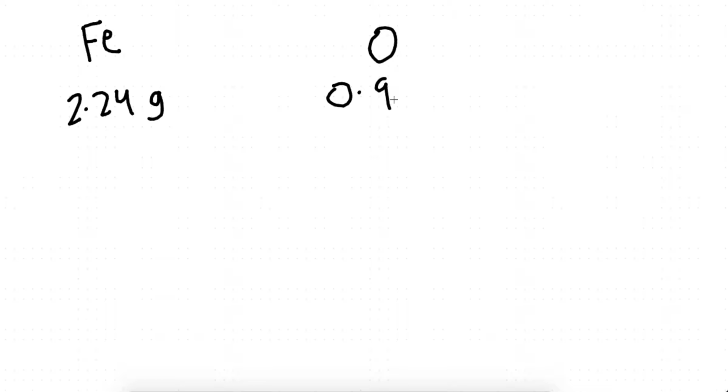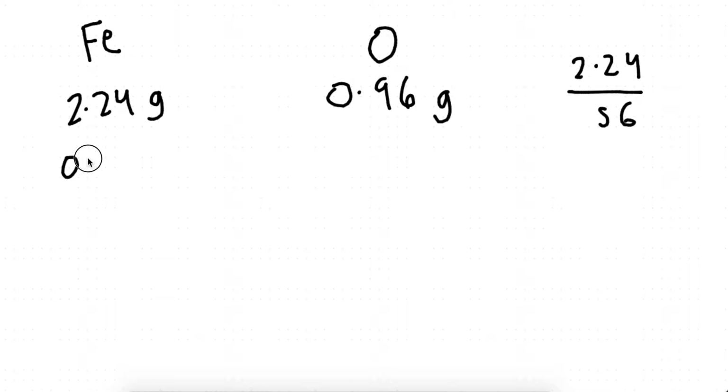Yes, 0.96 grams. Now, what is the next step, students? We need to find the number of moles of iron and oxygen. So let's see. Molar mass equals mass over mole, so mole equals mass over molar mass. We have the mass of iron to be 2.24 divided by the molar mass of iron, which is 56. 2.24 over 56 is equal to 0.04 mole.